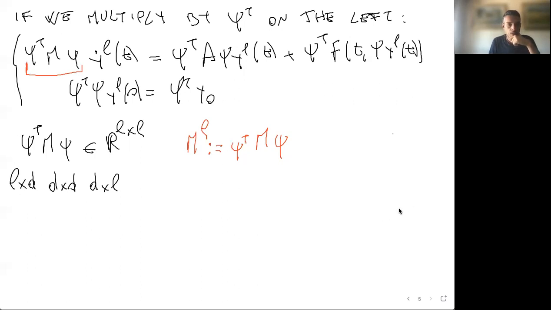Let's take a look as well at the matrix psi transpose A psi. This is the same: we have an L by D matrix, D by D, D by L. This is L by L. And again, I'm going to denote it AL. This is the projection onto this basis of the matrix A.